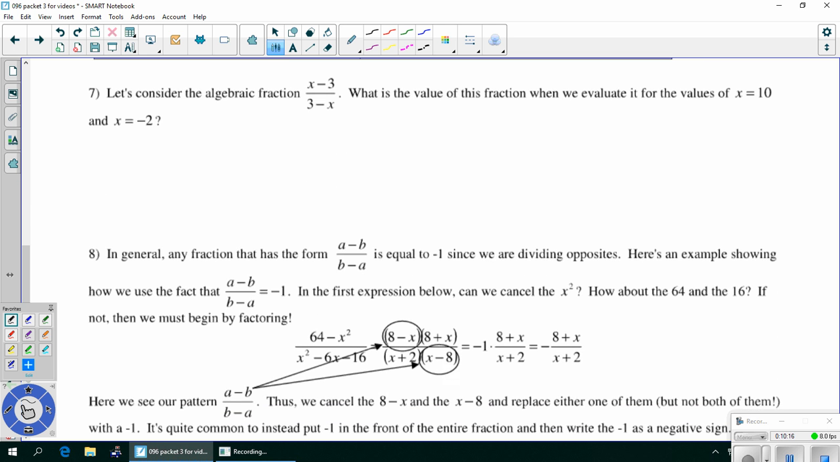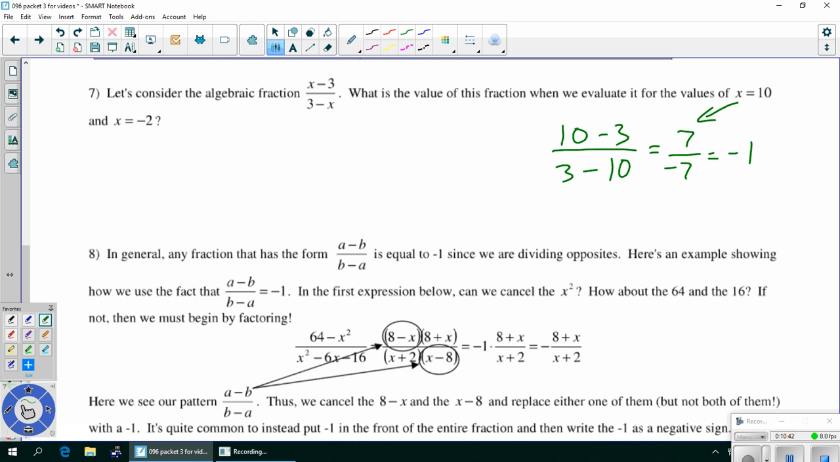Number 7. Let's consider the algebraic fraction x minus 3 over 3 minus x. What is the value of this fraction when we evaluate it for the values of x equals 10 and x equals negative 2? Let's try 10 first. I'll do it over here. So I'm plugging x equals 10 upstairs for the x and downstairs for the x. So the same, x became 10 in both cases. 7 over negative 7 reduces to negative 1.